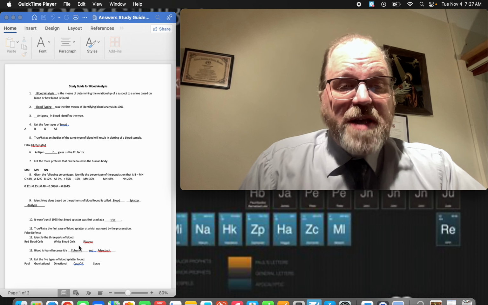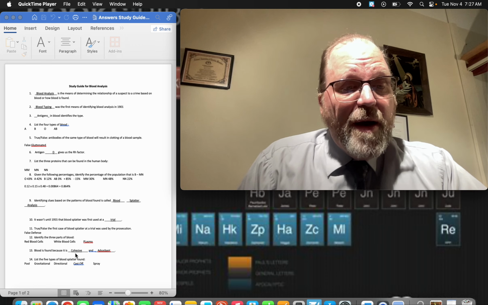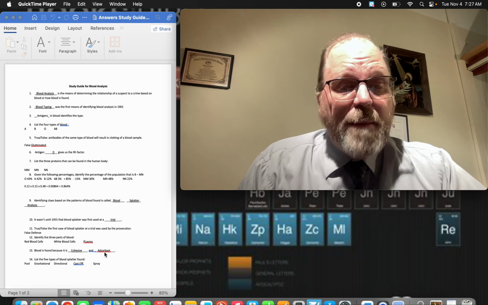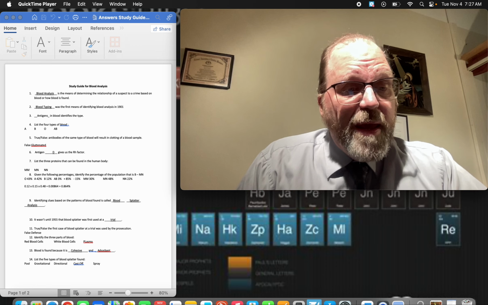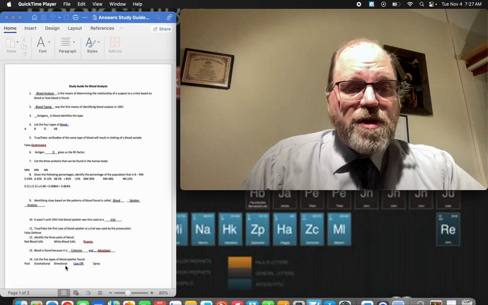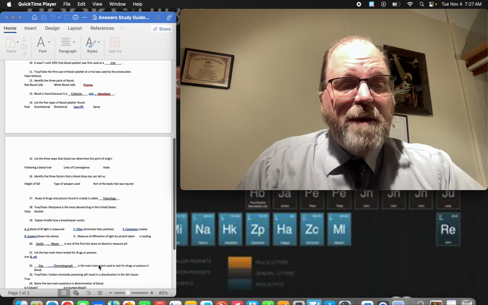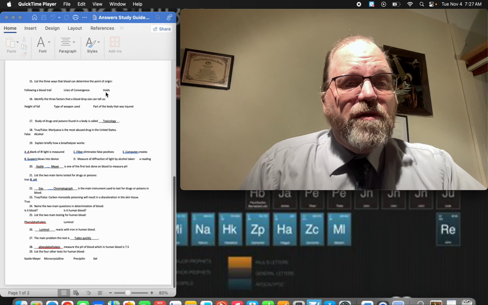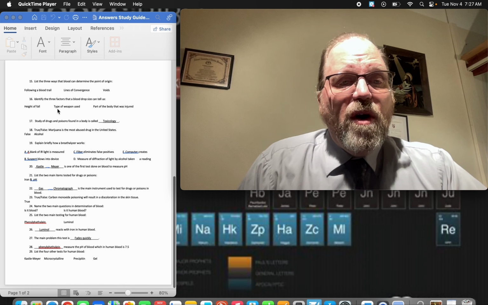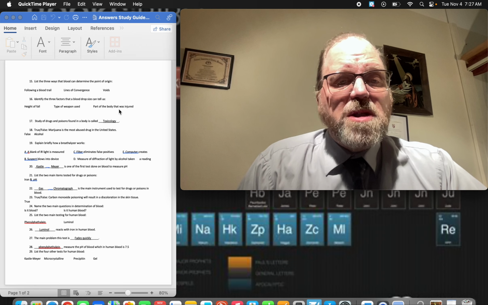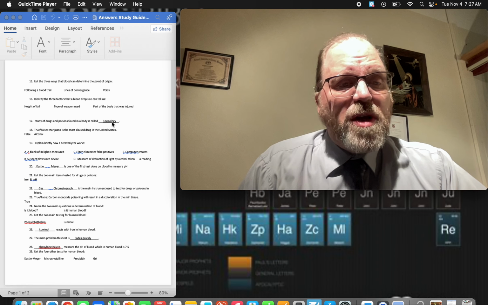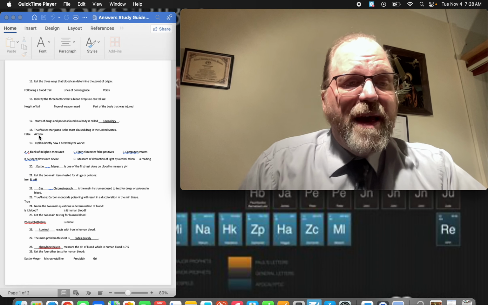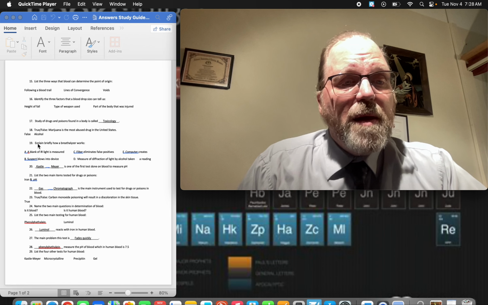Red blood cells, white blood cells, and plasma. Cohesive and absorbent. Pooling, gravitational, directional, cast off, and spray. Following the blood trail, lines of convergence and void. Height of a fall, type of weapon used, parts of the body that were injured. Toxicology, that one was false. Alcohol.